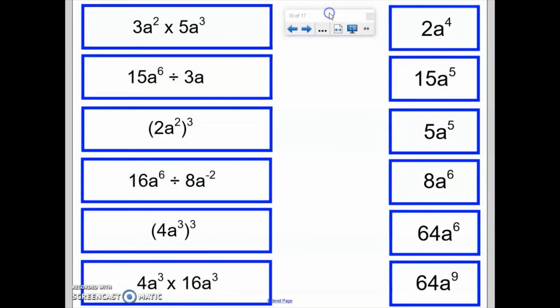Here is your next task. On the left-hand side of the screen, there are 6 indices questions, and on the right-hand side, there are 6 answers. I would like you to match up the questions to the answers, but one of the questions is the odd one out. So one of the questions does not pair up. Could you match up the ones that do, and also highlight the odd one out that does not match up? Could you pause the video now, please?